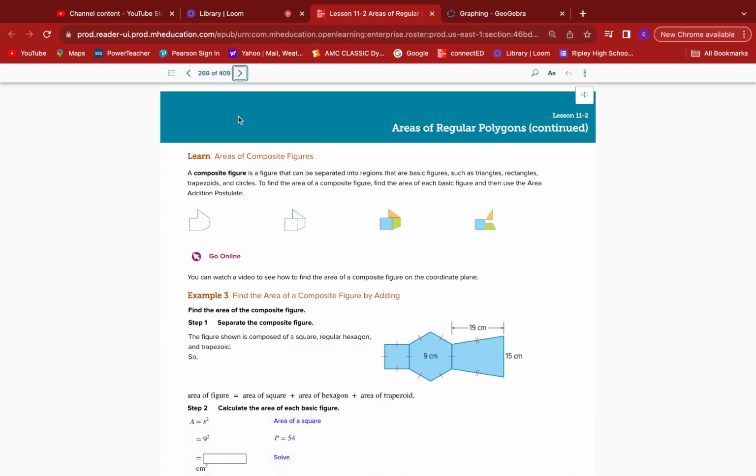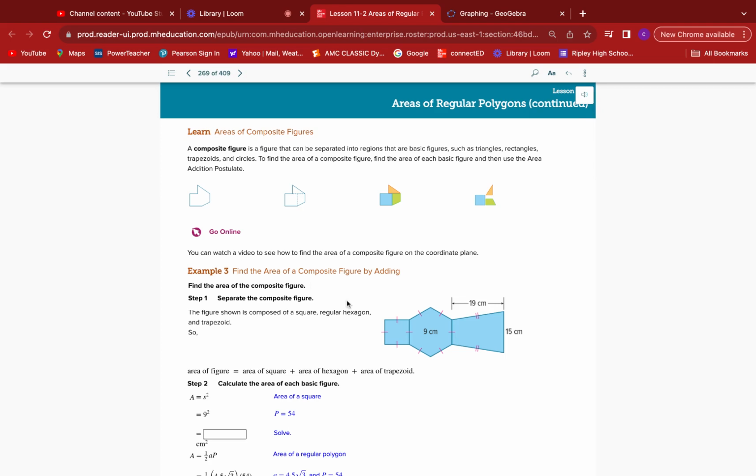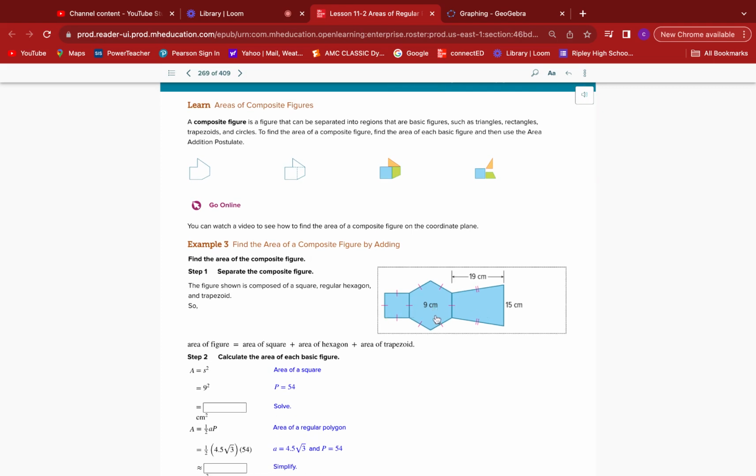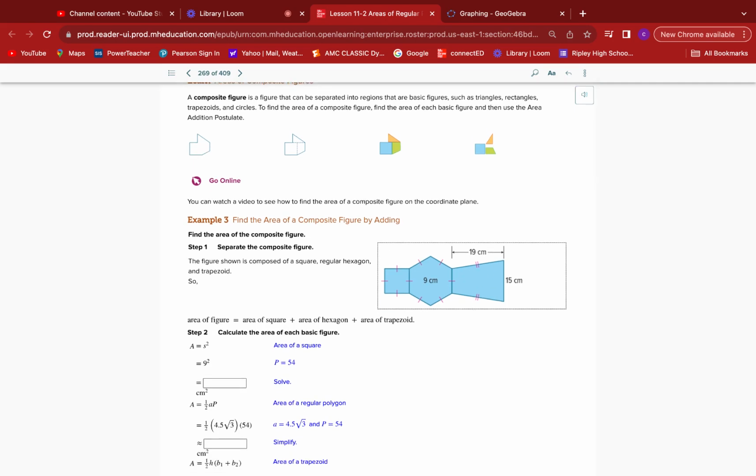I love composite figures. It's like a big, gigantic puzzle to me. And I guess this is what really intrigued me when I was in high school math, and also was very frustrating. All right. So a composite figure is when you have multiple figures that are combined to make a gigantic figure, like this square, this hexagon, and this trapezoid. They add up their areas to make the area of the entire figure. So it looks like we're going to find the area of this square, find the area of this hexagon, find the area of the trapezoid, add them all together.